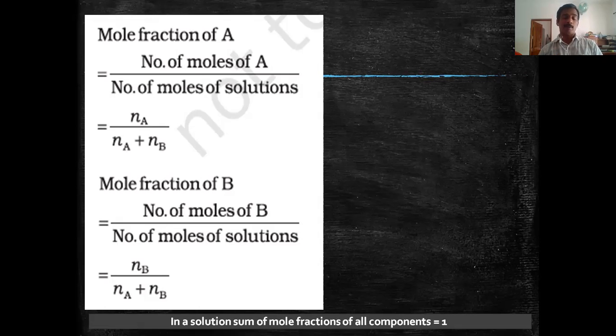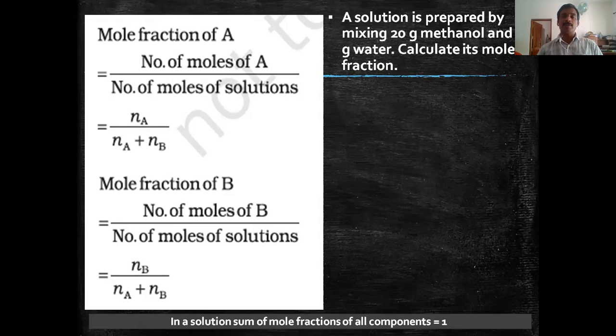After calculating the mole fraction of each component, add the mole fractions, and if you are getting 1, your answer is correct. Now we can see a problem. A solution is prepared by mixing 20 gram methanol and 30 gram water. Calculate its mole fraction. Methanol, what is methanol? CH3OH, that is methanol. So 20 gram methanol is mixed with 30 gram water. Thus a solution is prepared. You have to find out the mole fraction of methanol and mole fraction of water in the solution.